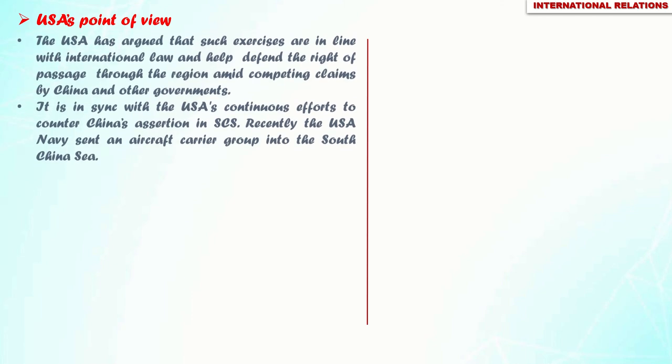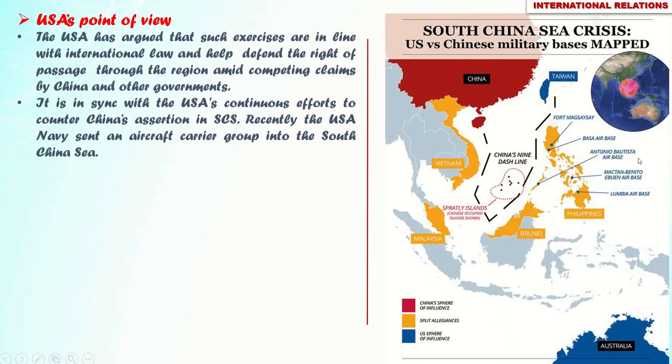The USA's point of view. What the USA is telling about this issue is nothing but third party claims. Please observe here: South China Sea crisis, US versus Chinese military-based map. Please observe China's sphere of influence, China's occupied islands shown here, right? And whereas split allegiances, these are the other countries affected by China, and this blue one is the USA's sphere of influence. Lumbia Air Base, Antonio Bautista Air Base, Basa Air Base, Fort Magsaysay. These are all air bases of the US.